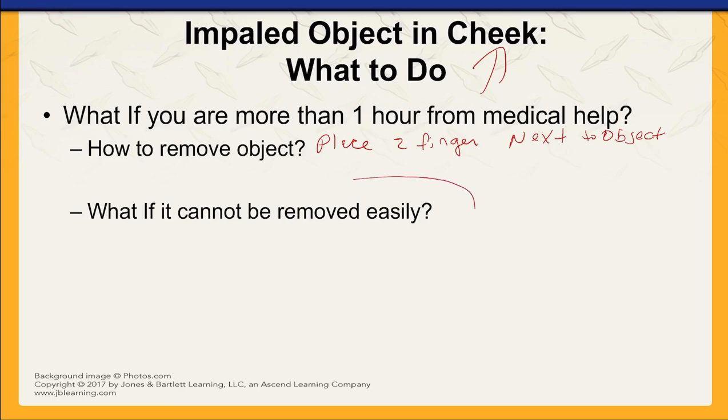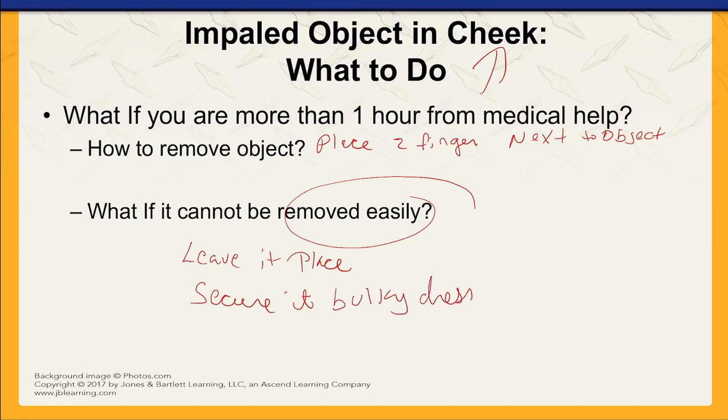Now, what if you're not able to remove it easily? What if it can't be removed easily? If that's the case, then leave it in place. Right? Don't mess around with it. Leave it in place. Just secure it. Secure it with the bulky dressing. And then once they get to the emergency room or the advanced medical services, at that point they'll be able to better deal with it.